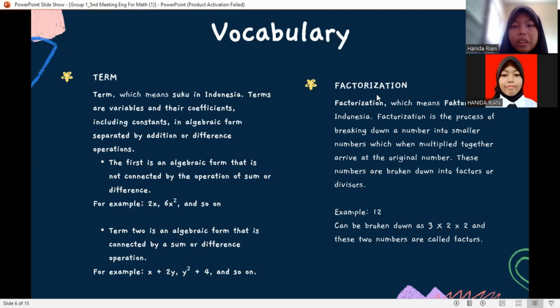Factorization, which means faktorisasi in Indonesian. Factorization is the process of breaking down a number into smaller numbers, which when multiplied together arrive at the original number. These numbers are broken down into factors or divisors. Example, 12 can be broken down as 3 times 2 times 2, and these three numbers are called factors.